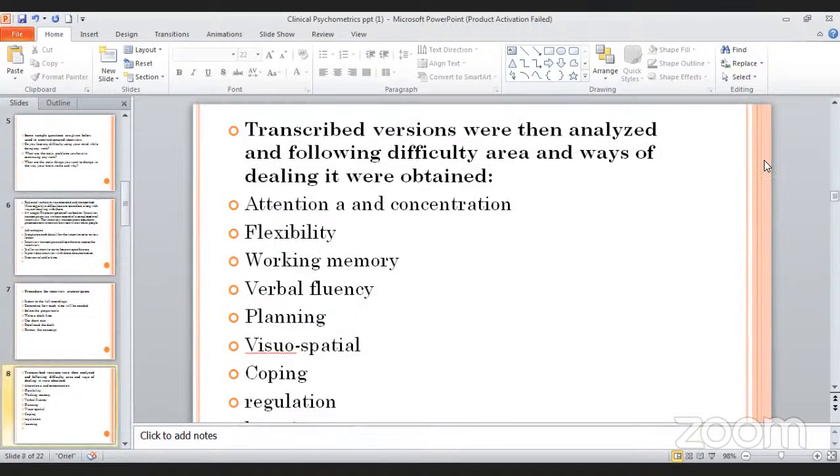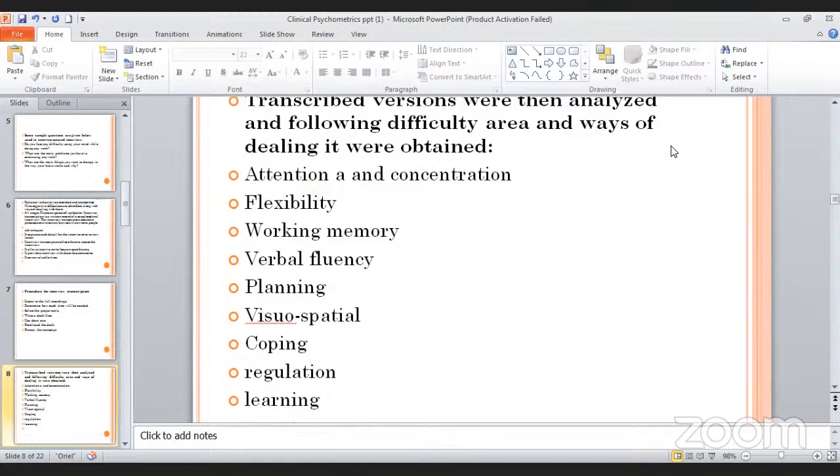After the transcript versions, it was analyzed by Dr. Santosh and the following difficulty areas were obtained. What are the difficulty areas? Attention and concentration in patients with schizophrenia, flexibility, working memory, verbal fluency, planning, visuospatial, coping, regulation, and learning. These are the nine cognitive difficulties she found from the transcript versions.